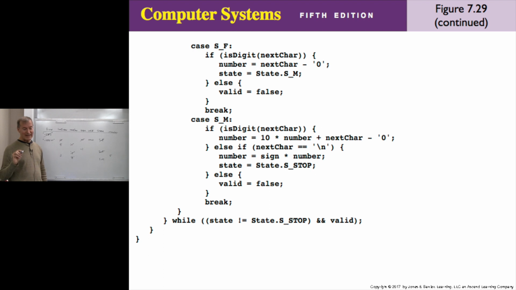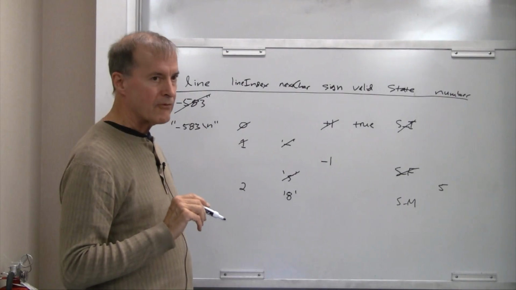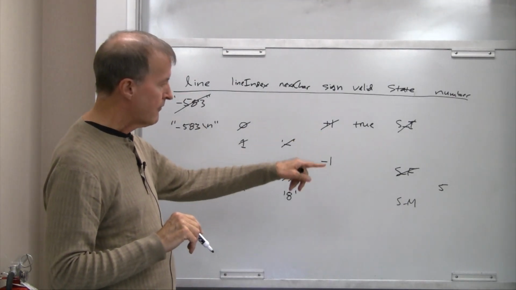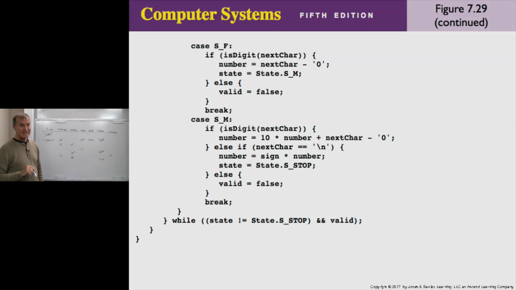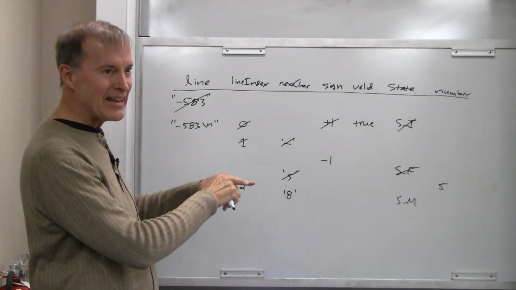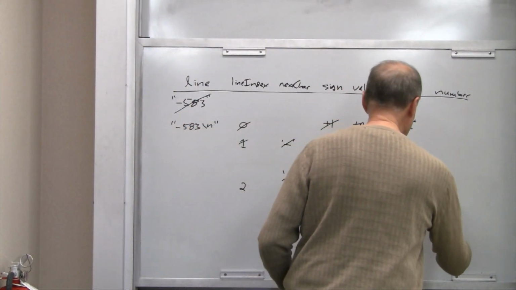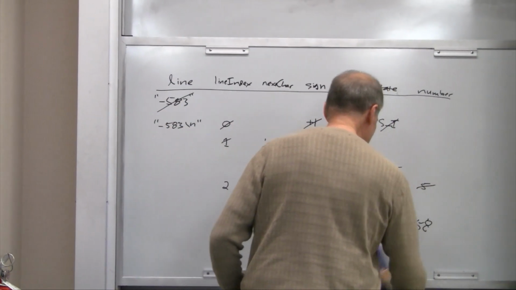Now look what number gets. What does number get? This is the slick part. 10 times number. Now what's the current value of number? What's 10 times 5? 50. Oh, and then what do we add to the 50? Next char minus 0, which is the number 8. And so now what happens to that 5? Int 5, it changes to what? It changes to 58. I told you you'd like this.